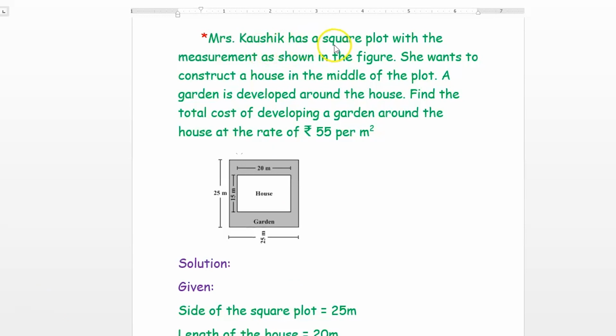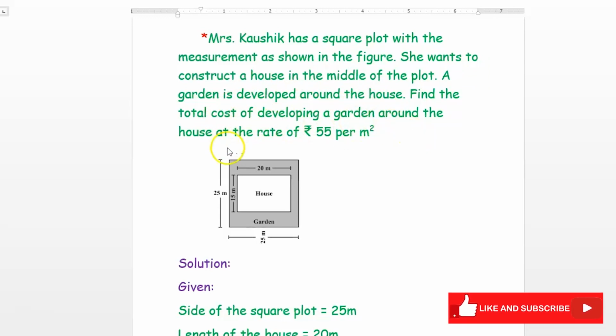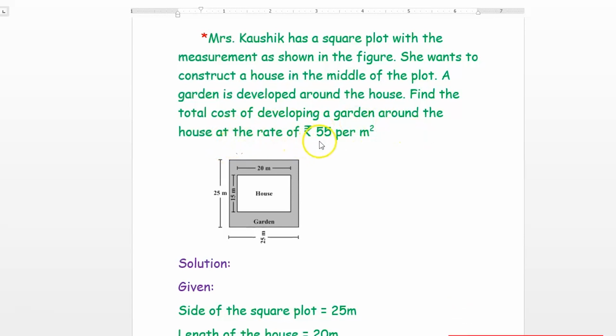Mrs. Kaushik has a square plot with the measurements as shown in the figure. She wants to construct a house in the middle of the plot. A garden is developed around the house. Find the total cost of developing a garden around the house at the rate of rupees 55 per meter square.